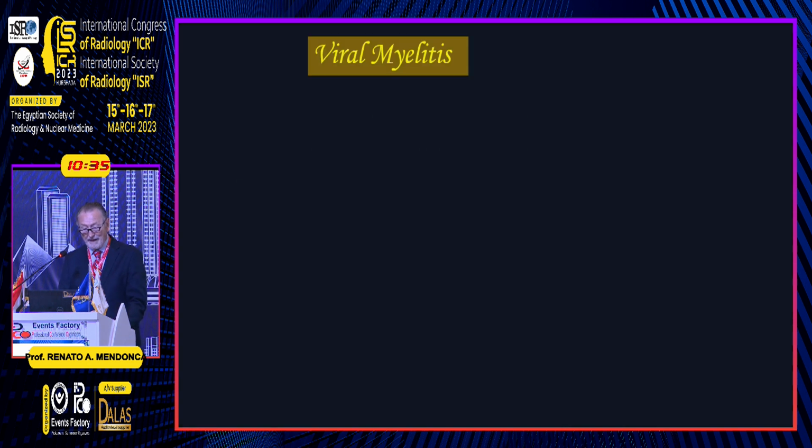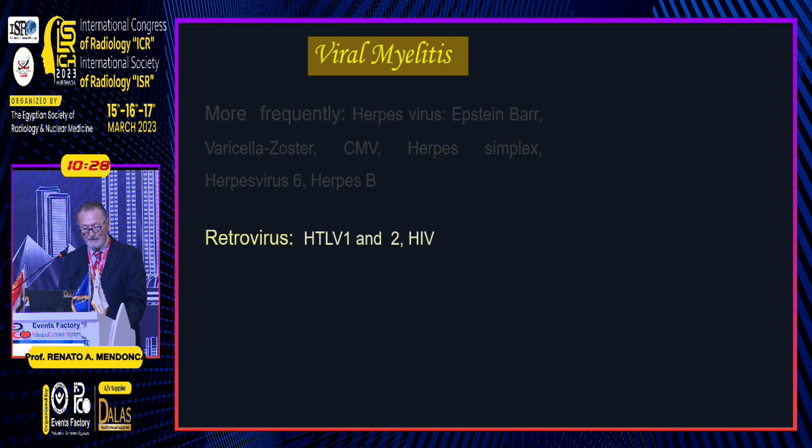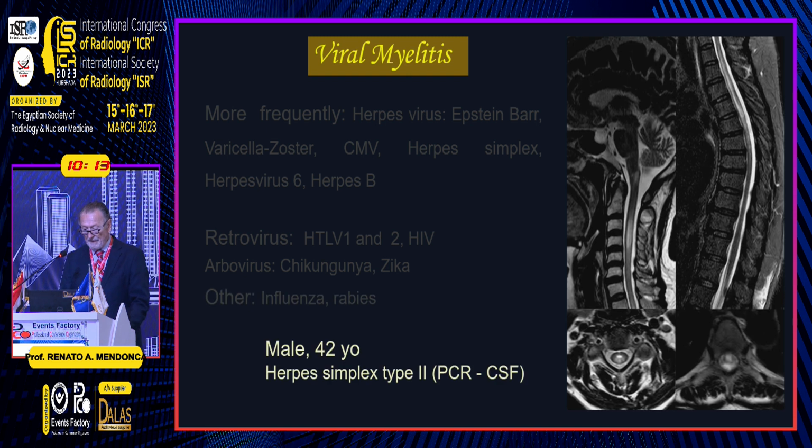Viral myelitis, we have a lot of them, most commonly herpes virus and varicella zoster virus, but we have the retrovirus, and in my country, arboviruses: chikungunya, Zika, and dengue are also causes of myelitis. Others include influenza and rabies. This is one short segment on the left side, in the cervical spine, and a long segment involvement of the spinal cord.